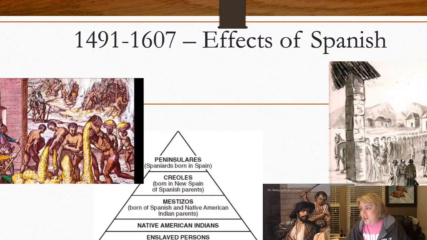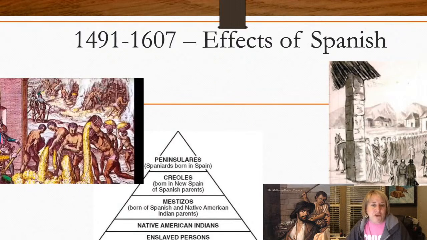Because of the Columbian Exchange, we are going to see disease start to sweep through the Native American populations. And I think I mentioned in one of the videos, or I've even mentioned in class, that over the first 150, almost 200 years, 95% of the native population of North America is going to be wiped out by disease. 95%.